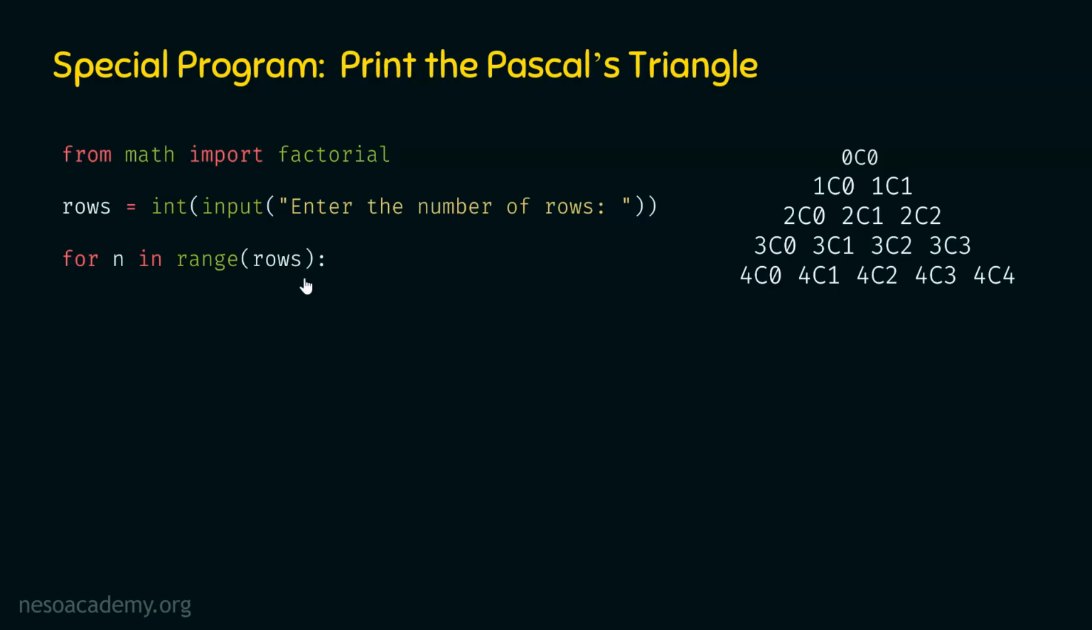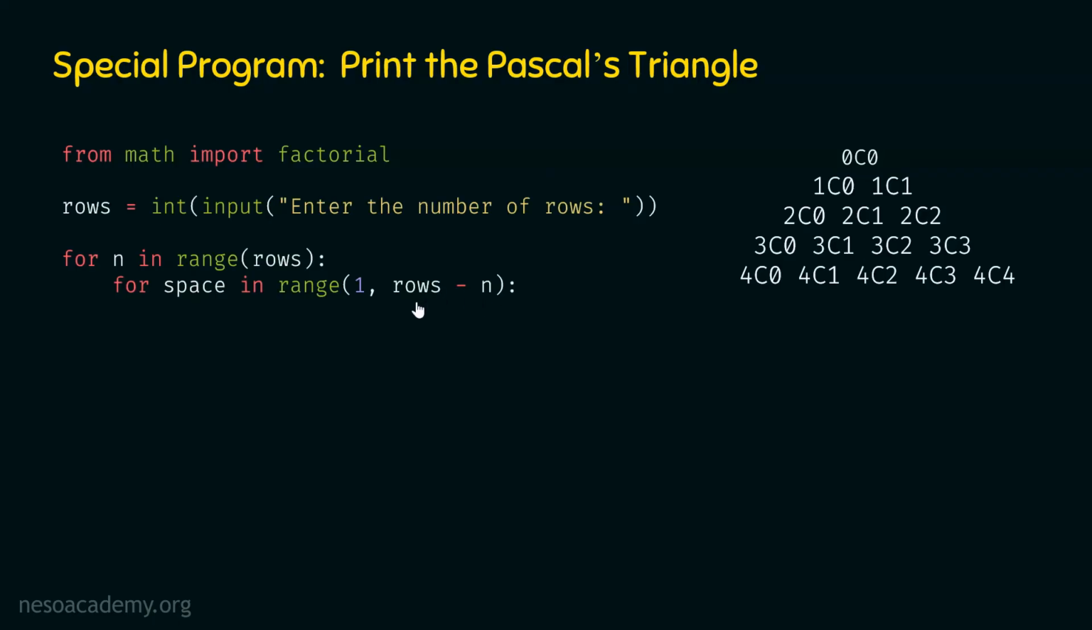Now within this for statement, we need to write the inner for statement to handle the white spaces. This is how the inner for statement for white spaces looks like. For space in range 1, rows minus n. We are well familiar with this formula. We need to subtract row number from the number of rows in order to obtain the number of white spaces that we need to print. So here we have for space in range 1, rows minus n. Initially we know that n will be 0. So here n will be replaced by 0.